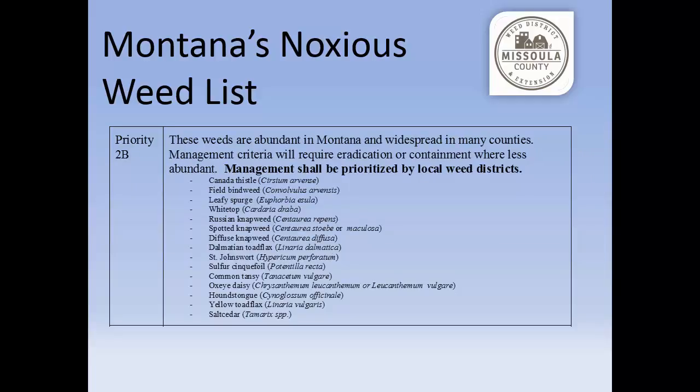And then we're getting to our 2Bs, and these are our common noxious weeds, the ones that everyone tends to have or is battling. Our thistle, our knapweed, our toadflax, our leafy spurge, hound's tongue, okay? And those, again, we can prioritize as weed districts, and eradication or containment, most likely just containment at that point for these.